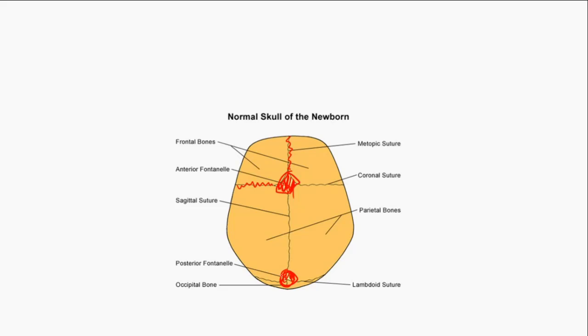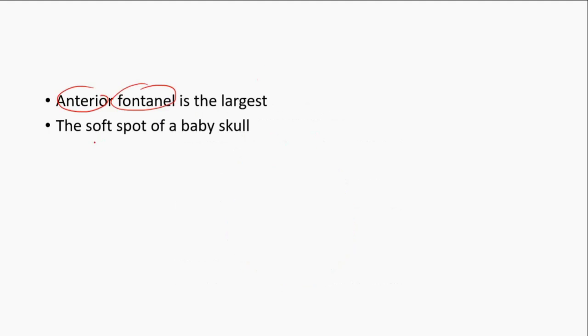So if you take your finger and you press it on the baby's anterior fontanelle, like kind of above the forehead, it will feel really soft, and that's because you're pressing on the fibrous tissue, not the bone, because the bones are not fused together. Okay, so that's the soft spot of the baby's skull.